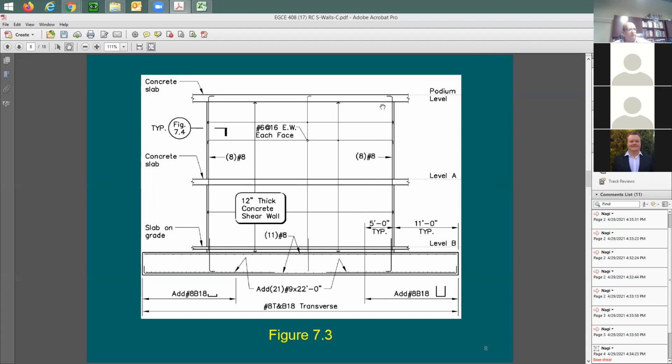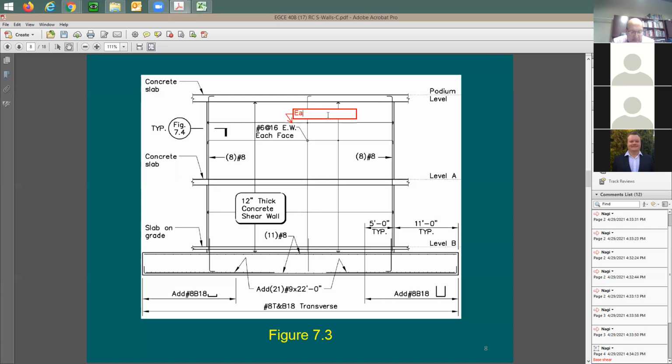Here's the shear wall. Looking at the elevation of it, it says here is going to be 12 inch thick. And for the wall rebar itself, it has number 6 at 16, each way, each face. Each way means in the vertical direction, horizontal direction. And then at each end, you're going to see here number 8. We call this jamb bars.